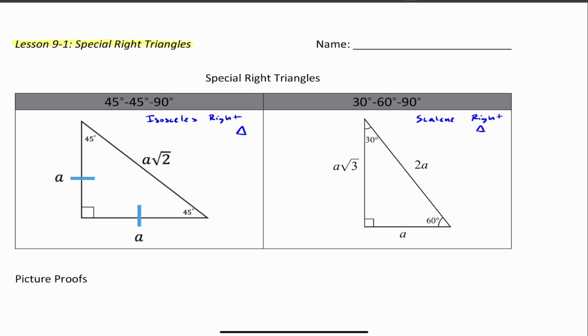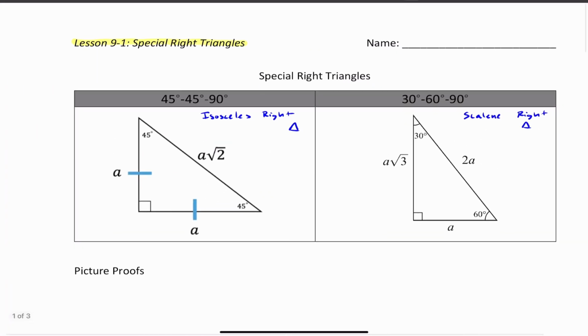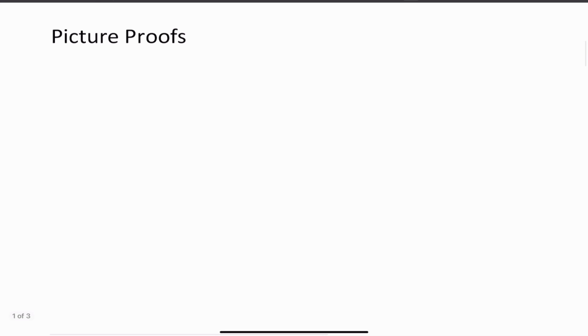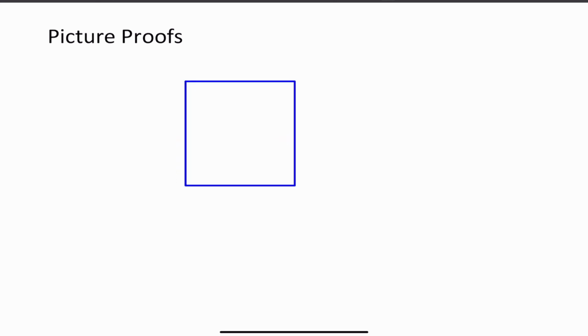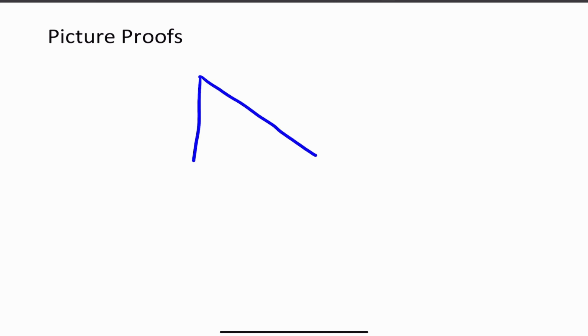So keep these formulas in mind, because now I'm going to show you a picture proof for each of these triangles. I'm just going to be looking at the isosceles right triangle for now. So suppose you have an isosceles right triangle. That is not a right triangle, that's a square. So here's my isosceles right triangle.